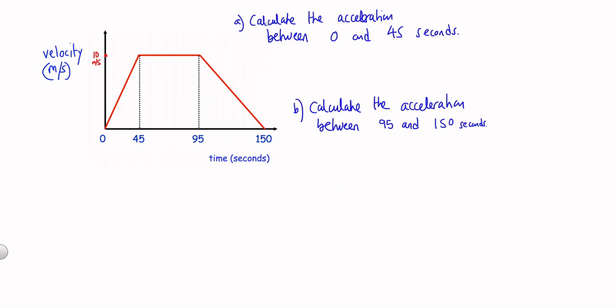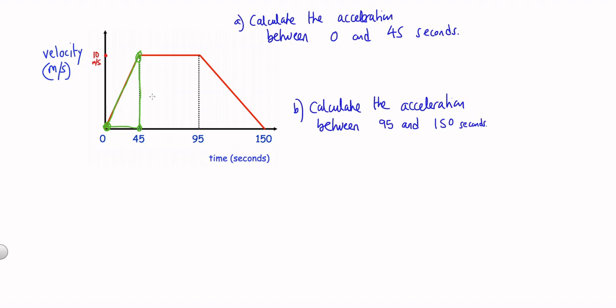What I'm going to do now is calculate the acceleration between 0 and 45 seconds, between here and here. Now there's a formula for that, or, because you've got a graph here, you can just work out the gradient from here to here. Just work out the gradient of this graph. That's going to be rise over run, or if you like, the height of this triangle divided by the base of this triangle.